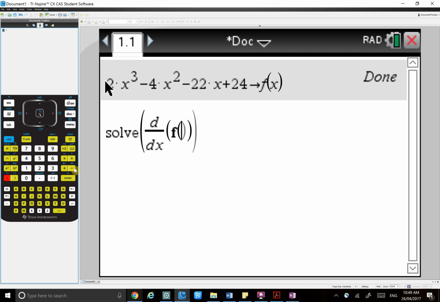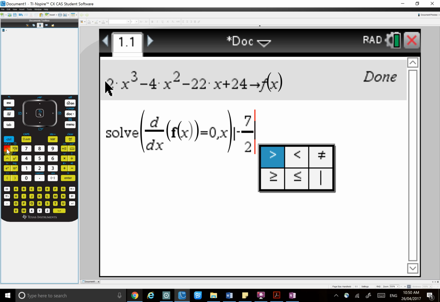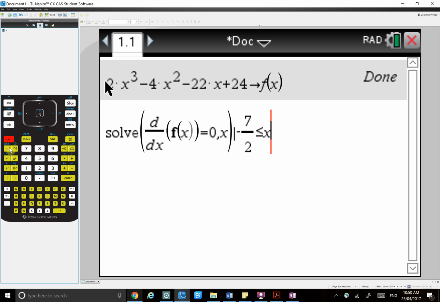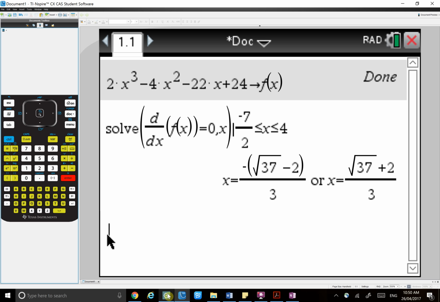I will derive f(x). I want to make that equal to 0, comma x, and remember to give that your domain, which is negative 3.5. Okay, 3.5 is 7 over 2, so negative 7 over 2 is less than or equal to x, which is less than or equal to 4. And I have solved out these two values.